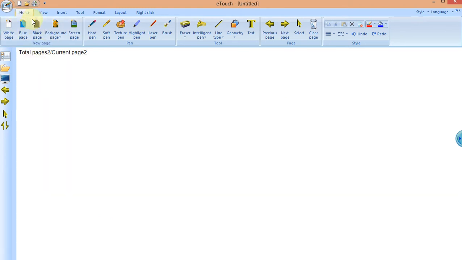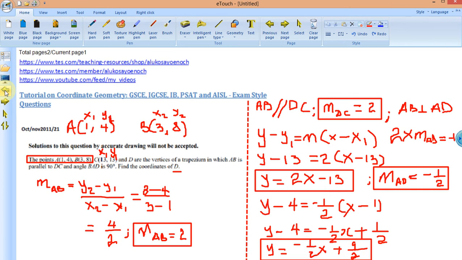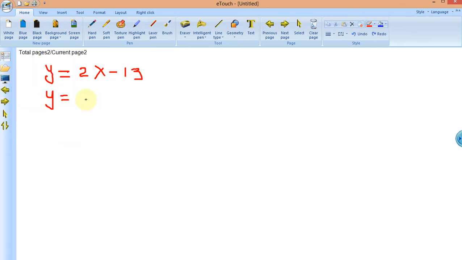Okay, now the equation of the line parallel to AB is y equals 2x minus 13. Then the equation of the line perpendicular to the line AB, that's line AD, is y equals, I think, let me check, minus half x plus 9 over 2.